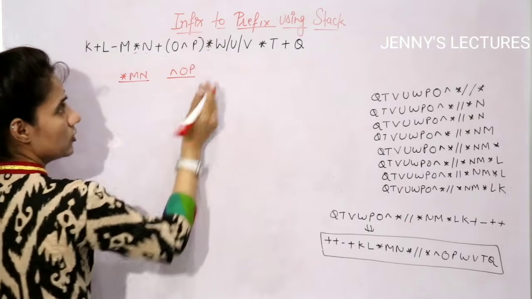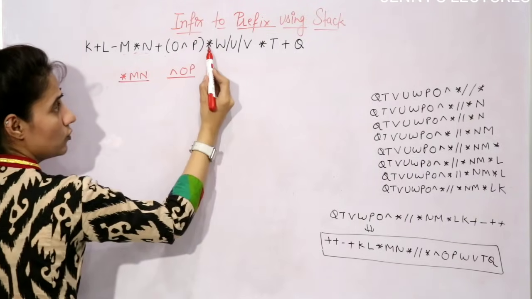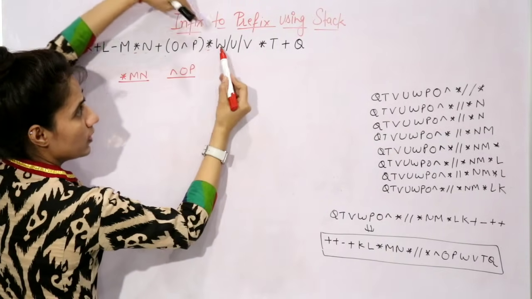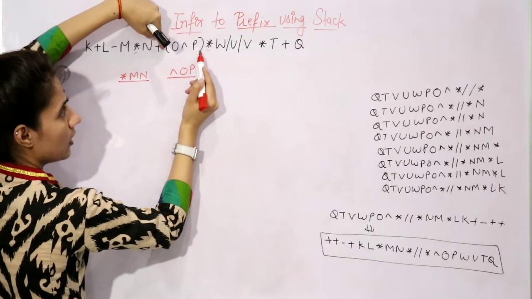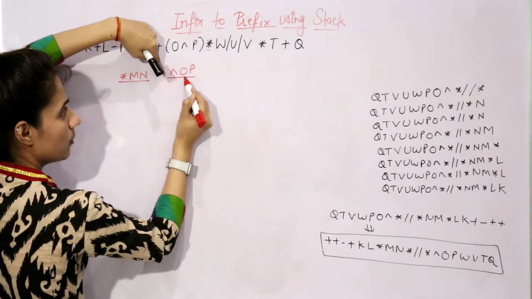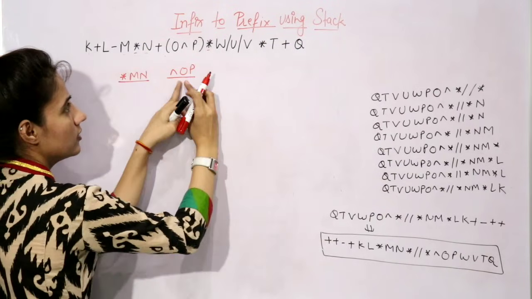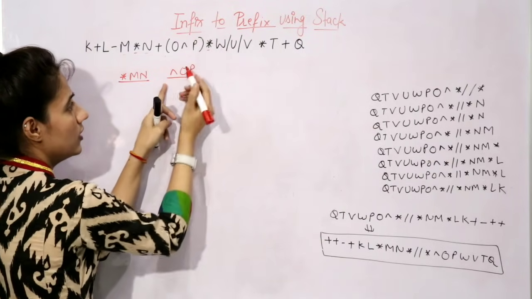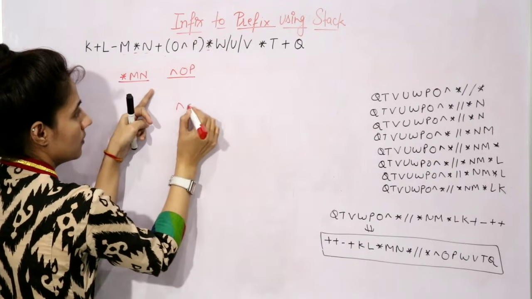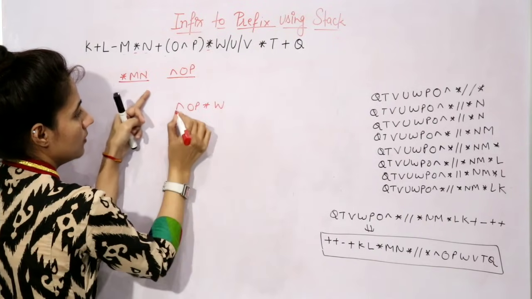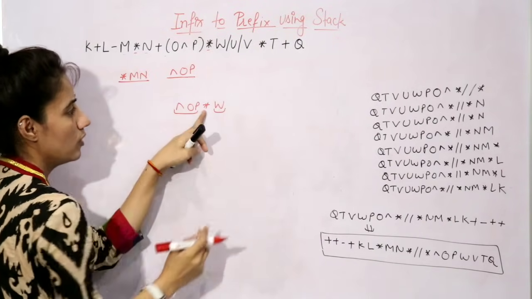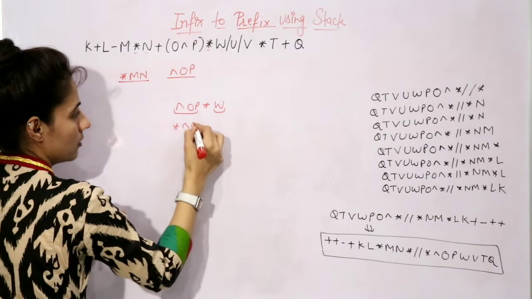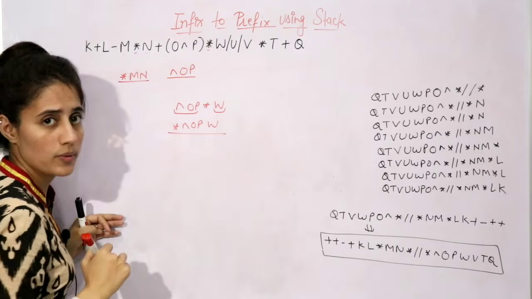Now another is this one, fine. So now you need to solve this one. For this operator, what are the operands? One operand is w, another operand is this one, which we got after solving the previous one. Now how to convert this? This is one operand, this is another operand, and this is the operator. So the prefix of this one is asterisk, then this operand, then w. This would be the case, right?